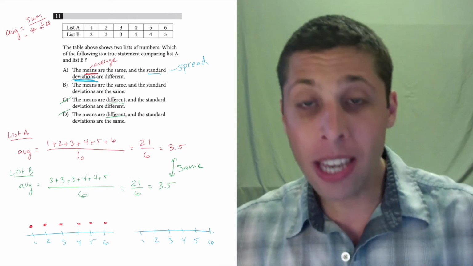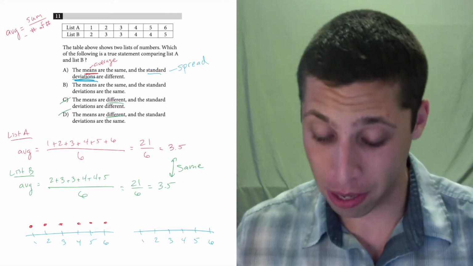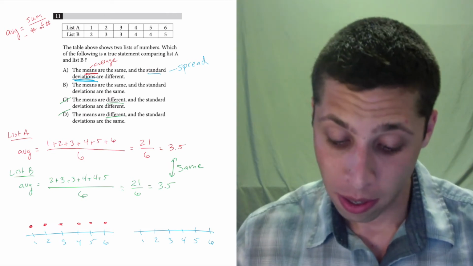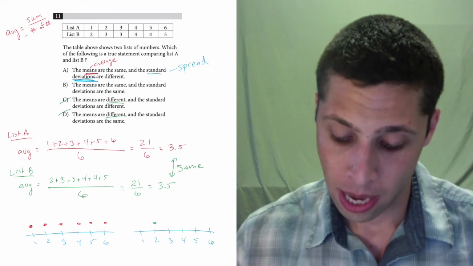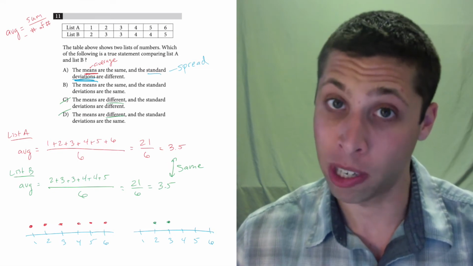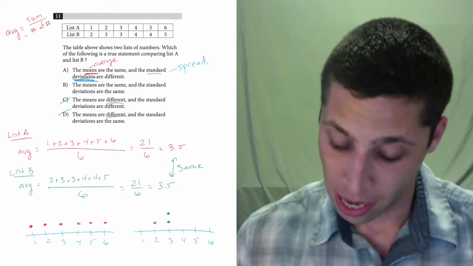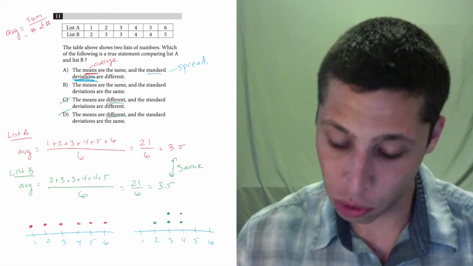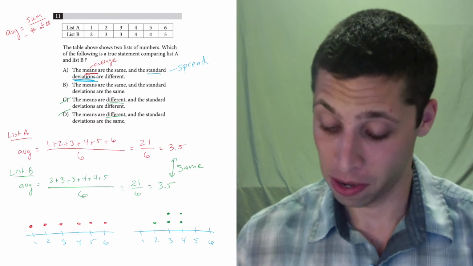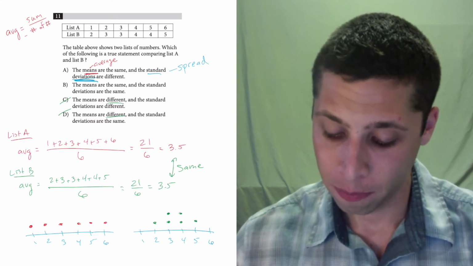But for list B in green, something different is going to happen here. There is no 1. There's a 2, and there's a 3, but there's two 3s. So how do we represent that? Well, we just put another dot right above it. And the same thing's going to happen for 4. There's two dots stacked on top of each other. And then there's one 5.